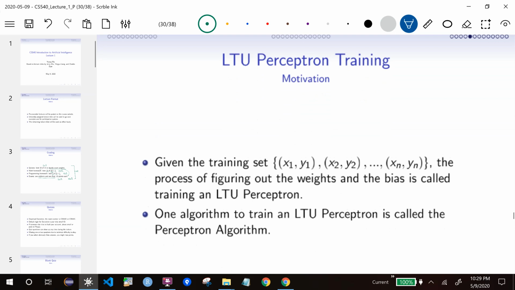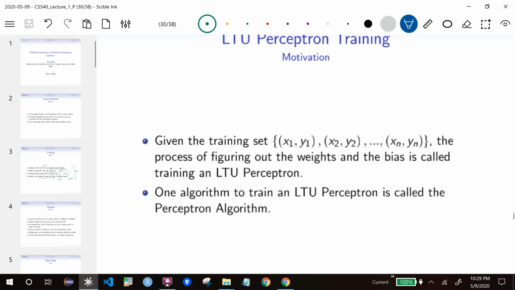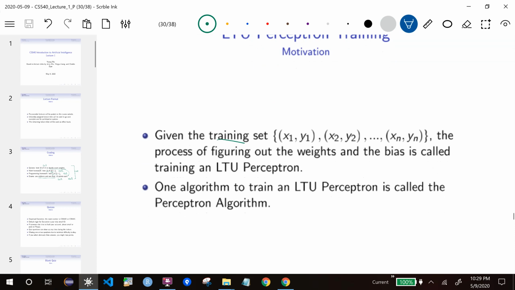So we figure out how to represent a classifier or an LTU perceptron, and now we need to figure out how to get that line. So the problem now is, given the training set, and remember the training set is just a sample that we have that's already labeled. So x1 is the feature, y1 is the correct label, and similarly x2, y2. And by the way, they are called instances. So each element in the training set is called one instance.